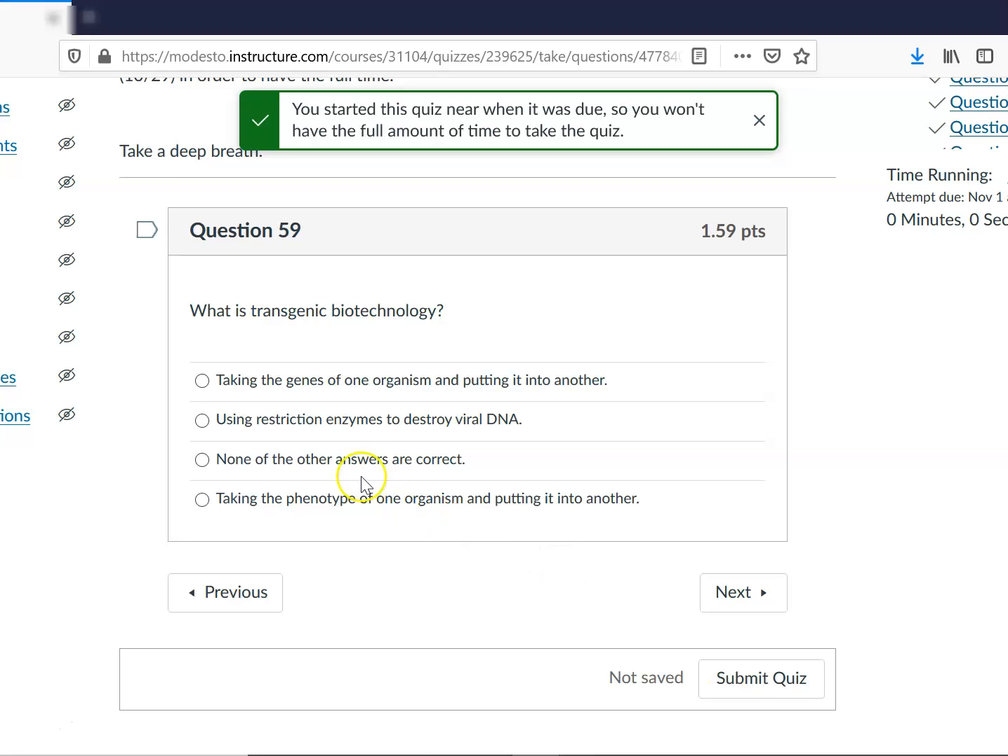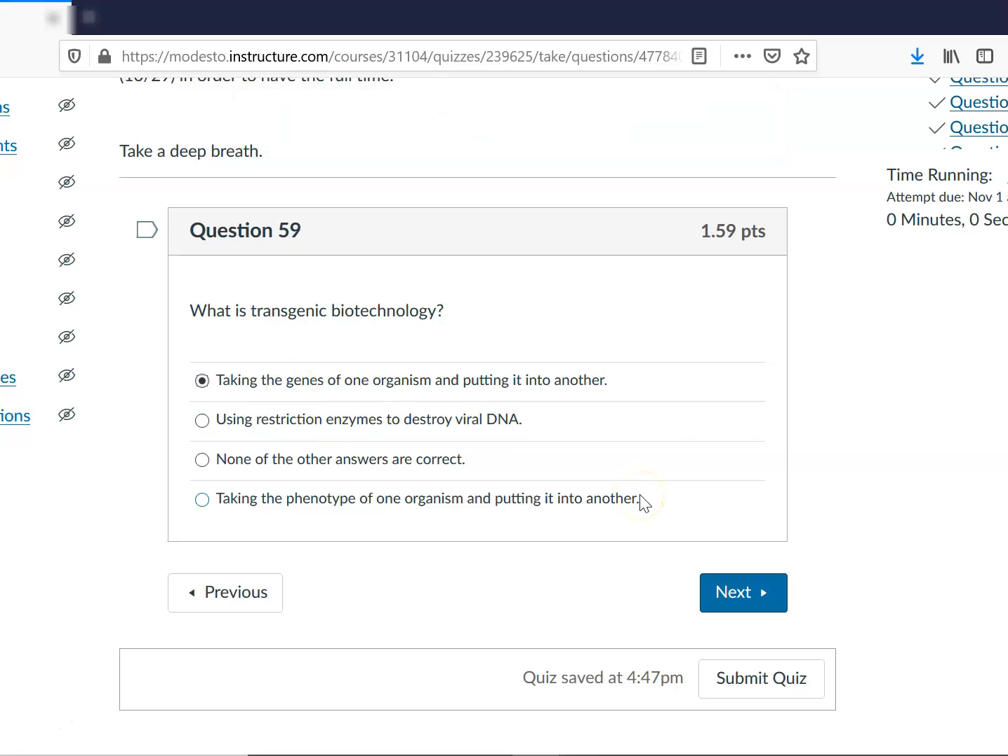What is transgenic biotechnology? Well, it is taking the genes of one organism and putting it into another. That's what makes you transgenic. So if you take the gene for HGH or human insulin, you stick it into a bacteria or a yeast as a transgenic organism. That is what transgenic biotechnology is all about.